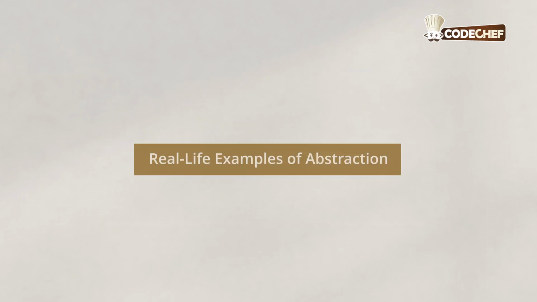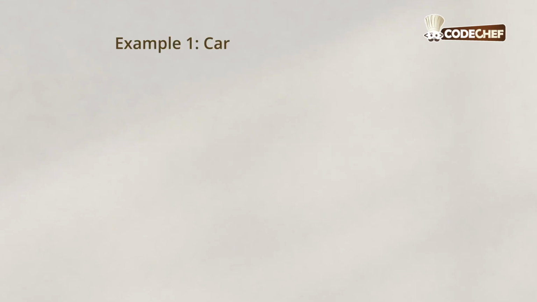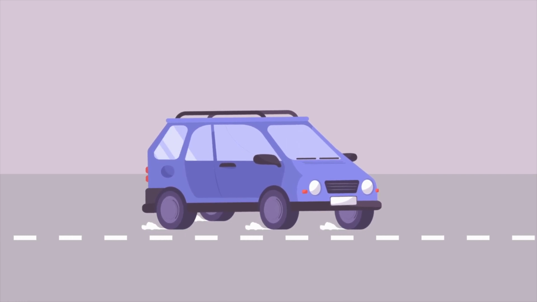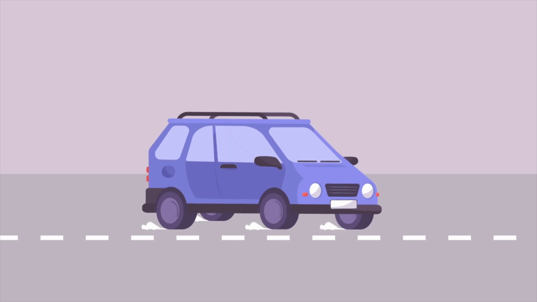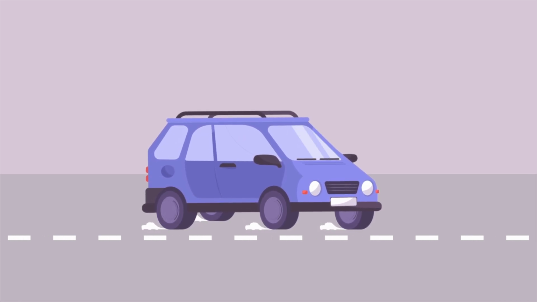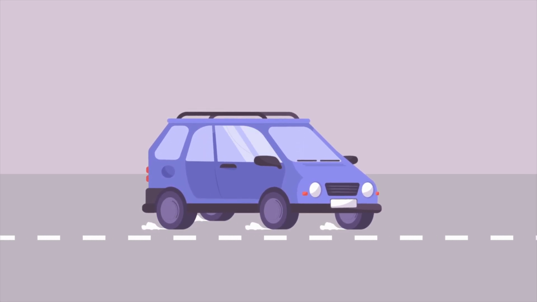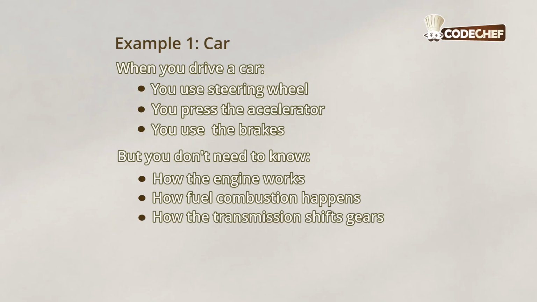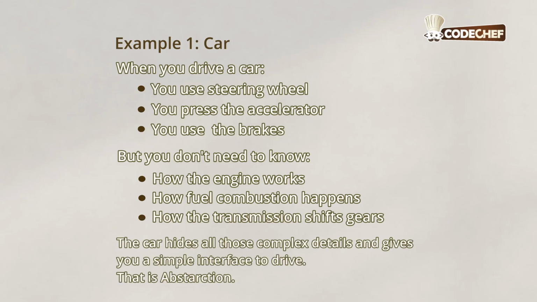Abstraction helps us reduce complexity by creating a simple and clear interface. Now let's look at a real-life example of abstraction. For example, when you drive a car, you use the steering wheel. You press the accelerator, you use the brakes. But you don't need to know how the engine works, how fuel combustion happens, how the transmission shifts gear. The car hides all those complex details and gives you a simple interface to drive. That is abstraction.